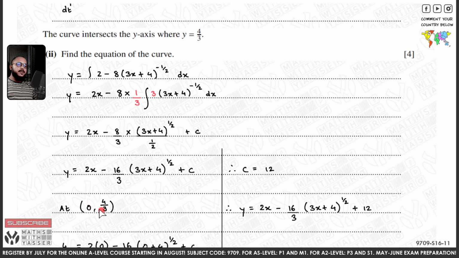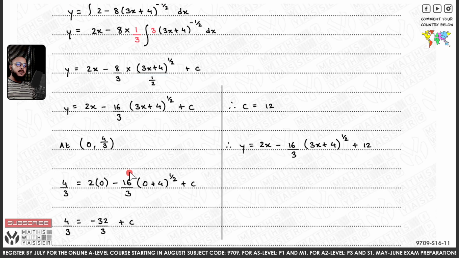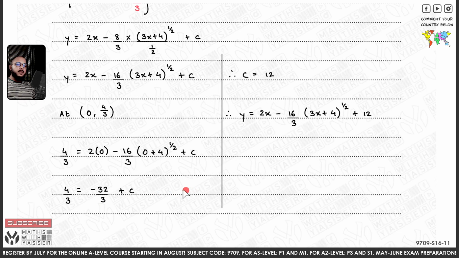So we simply substitute this coordinate into this equation, and we get 4/3 is equal to 2 times 0 minus 16/3 times (3 times 0 plus 4) to the power half, plus c. Simplifying this, we get 4/3 is equal to minus 32/3 plus c. So c must be 12. So the equation of the curve must be y is equal to 2x minus 16/3 times (3x plus 4) to the power half, plus 12.